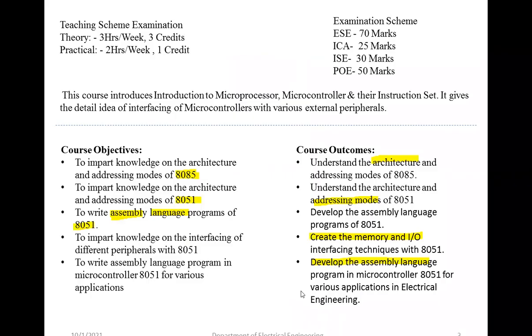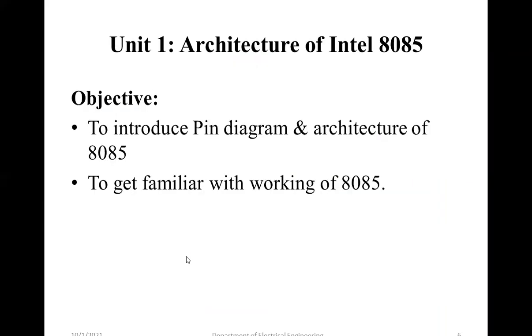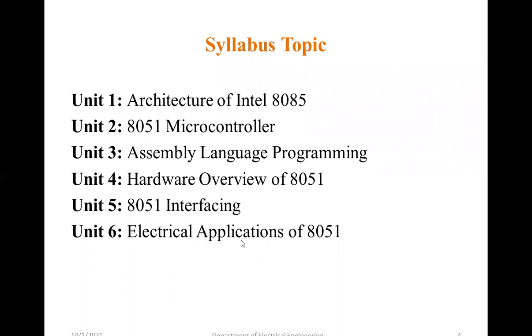These are the topics of your unit number 6. This unit is on electrical applications, where we have to discuss the relay, then the DC motor, then the stepper motor. These are the electrical applications. We have to see how to connect these peripherals to your 8051 and how it works.